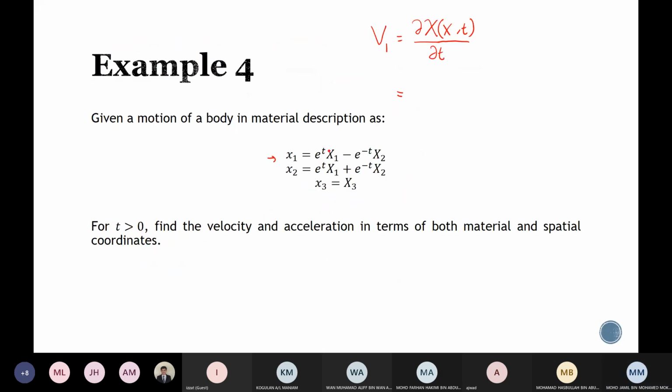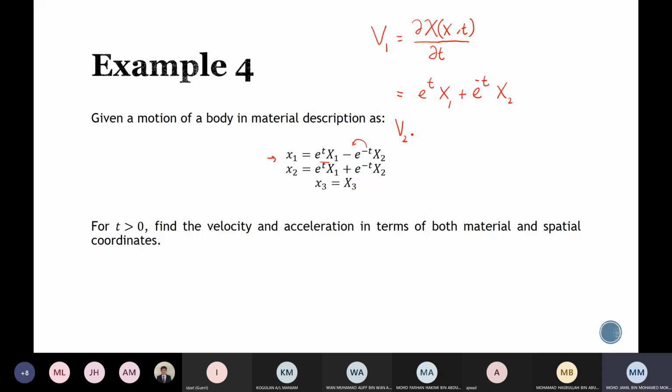So you differentiate this with respect to time. So you get e^t x1. Differentiate this with respect to time. So there's a minus, you bring the minus down. Okay? So you get plus e^t, e^(-t) x2.